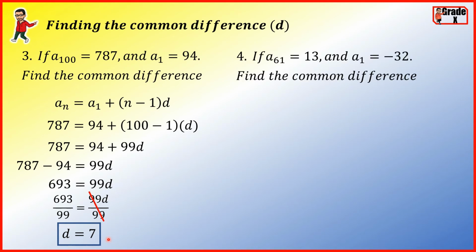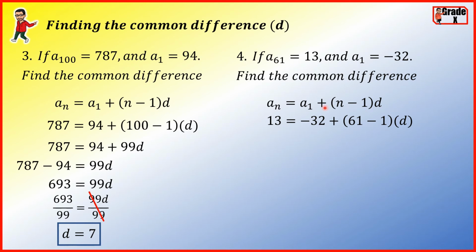Okay, let's have another example. If a sub 61 is equal to 13 and a sub 1 is equal to negative 32, find the common difference. So gagamitin natin yung ating formula. Then a sub n is equal to 13, a sub 1 is equal to negative 32, n is the number of terms which is 61, minus 1, then d.